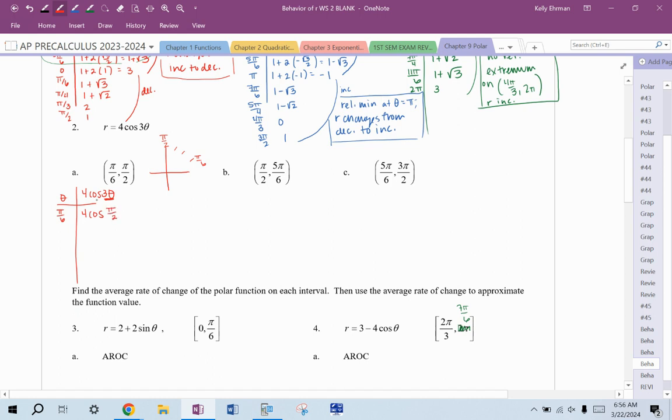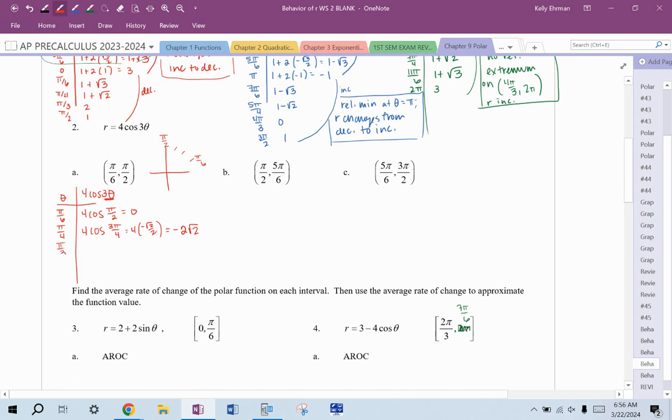So multiply the angle by 3 and then take the cosine of it. Cosine of pi over 2 is 0. And then we're going to plug in pi over 4. 4 times the cosine of 3 pi over 4. So that's quadrant 2. So that's 4 times negative radical 2 over 2. So negative 2 radical 2. So far I know it's a decrease because 0 to negative.